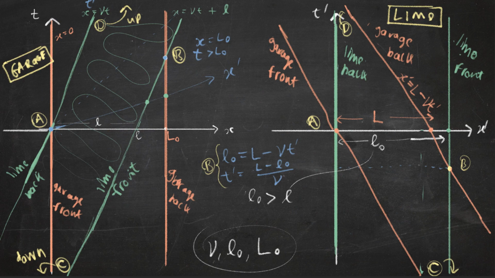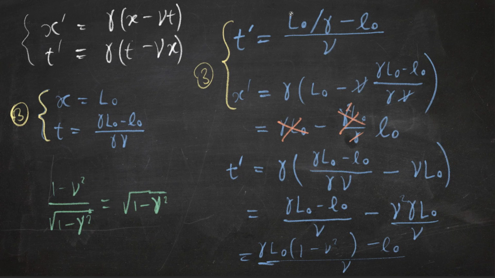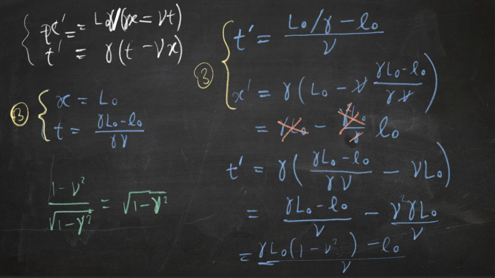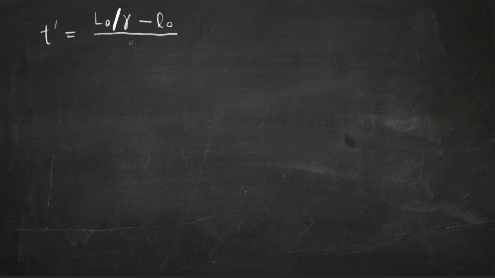And you can see, if you look at the equation for the t prime here, it could be positive or it could be negative. It depends on the sign of the numerator here. So if this numerator is positive, then that would necessarily mean the event B is time-like with respect to A. So let's draw that out and think about that a bit more. So we had the t prime, the time coordinate of B in the prime frame, was L naught over gamma, so that's the contracted length of the garage, and then minus the L naught, the proper length of the limo, and then divided by v.